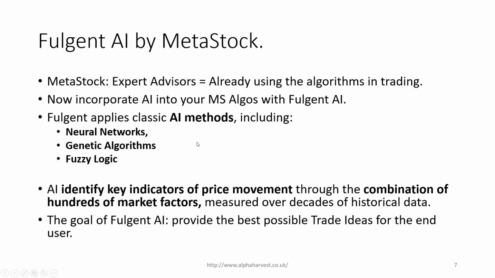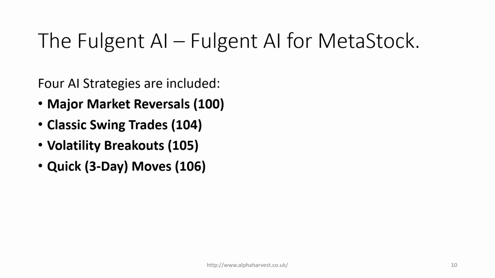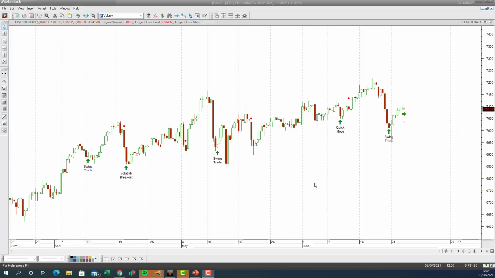We use neural networks, genetic algorithms, and fuzzy logic to develop these AI, artificial intelligence trading strategies. I'll give a little bit more of this at the end of the presentation. We're going to jump straight into screening the FTSE100 stocks and looking for the best high probability trades from an artificial intelligence trading perspective. So we're going to jump straight into the artificial intelligence engine.